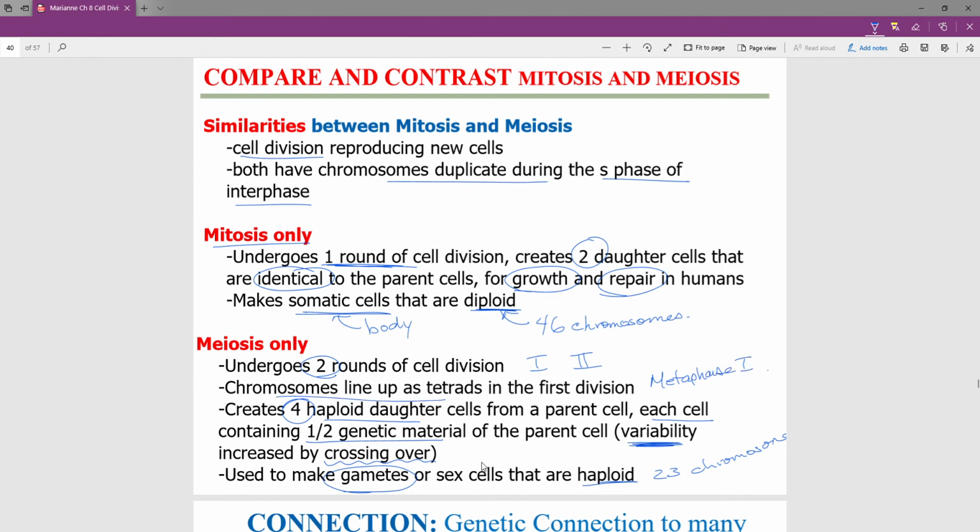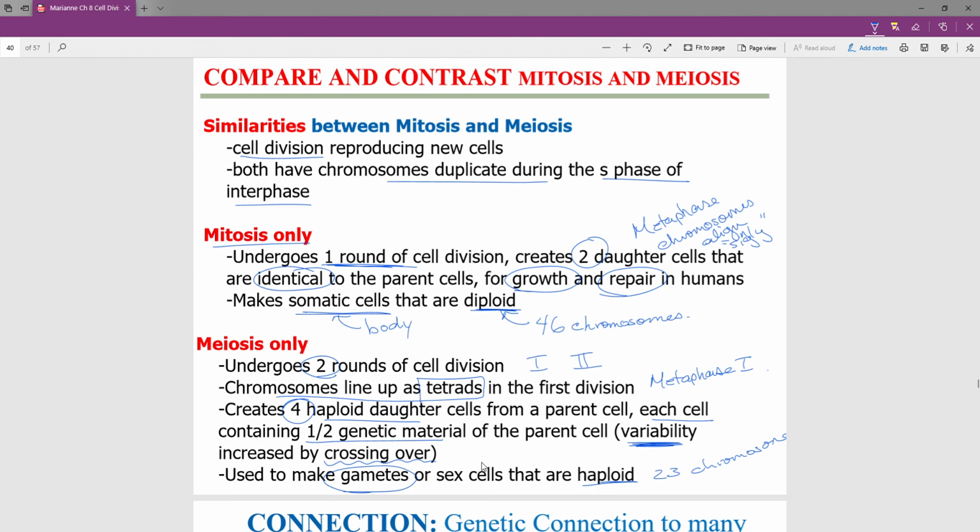So the chromosomes line up as tetrads here. They line up singly here. So in metaphase, chromosomes align singly. And again, I'm not sure if that's a word. Singly. Single file. That one's better.